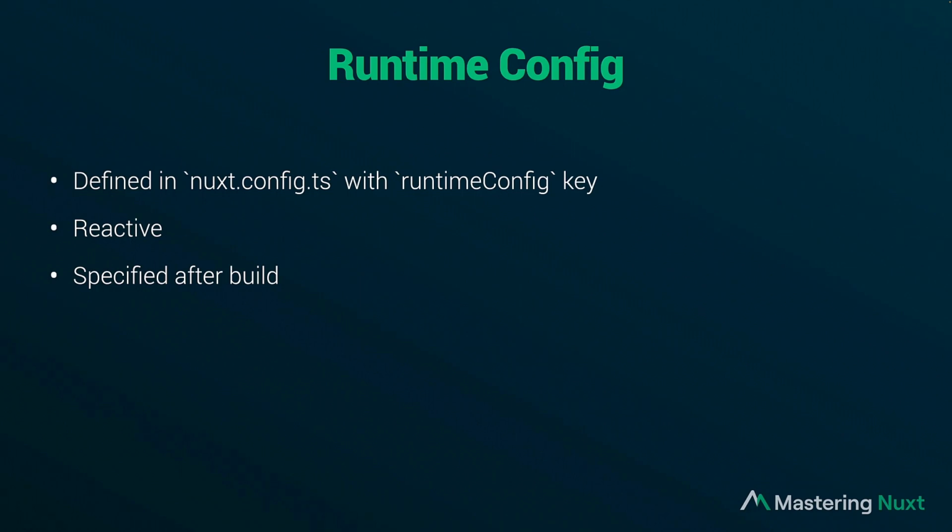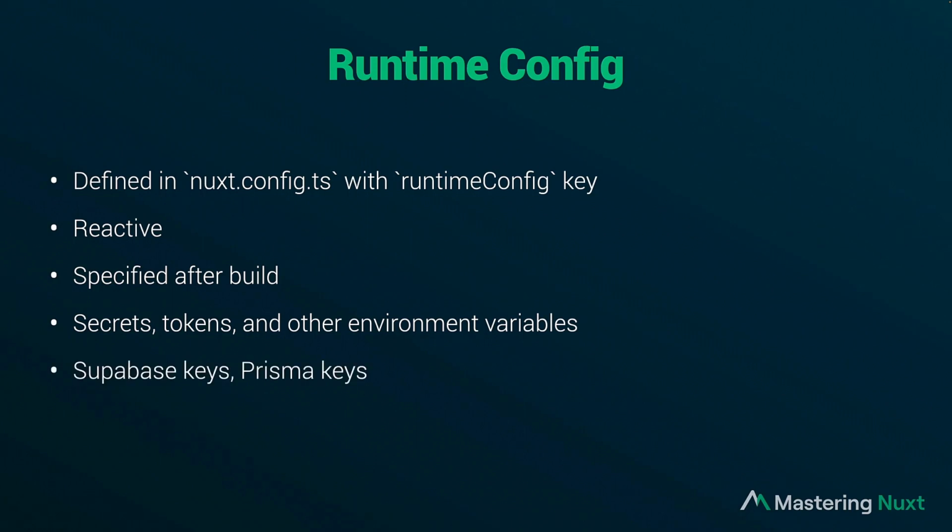Yet, you'll use the same built application. So you build it once and move it around between different environments. And every time you move it, you need to give it new values. And that's what the runtime config is mostly responsible for. So generally, any environment variables, secrets, and tokens that you're going to include in your application would go inside of your runtime config. In our case, we're using it for Supabase keys and Prisma keys.